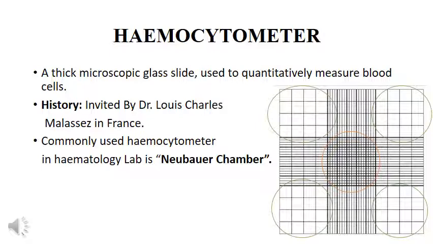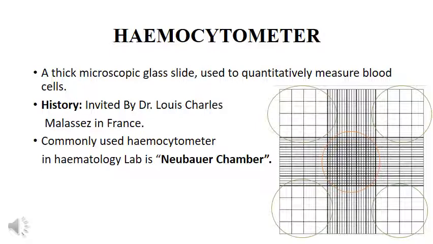Usually WBCs are counted in the corner green circled areas. This means whenever you have to count WBCs, the big corner blocks, the green circled areas, are used. For counting platelets and RBCs, we use the central area, the central red colored circled area.